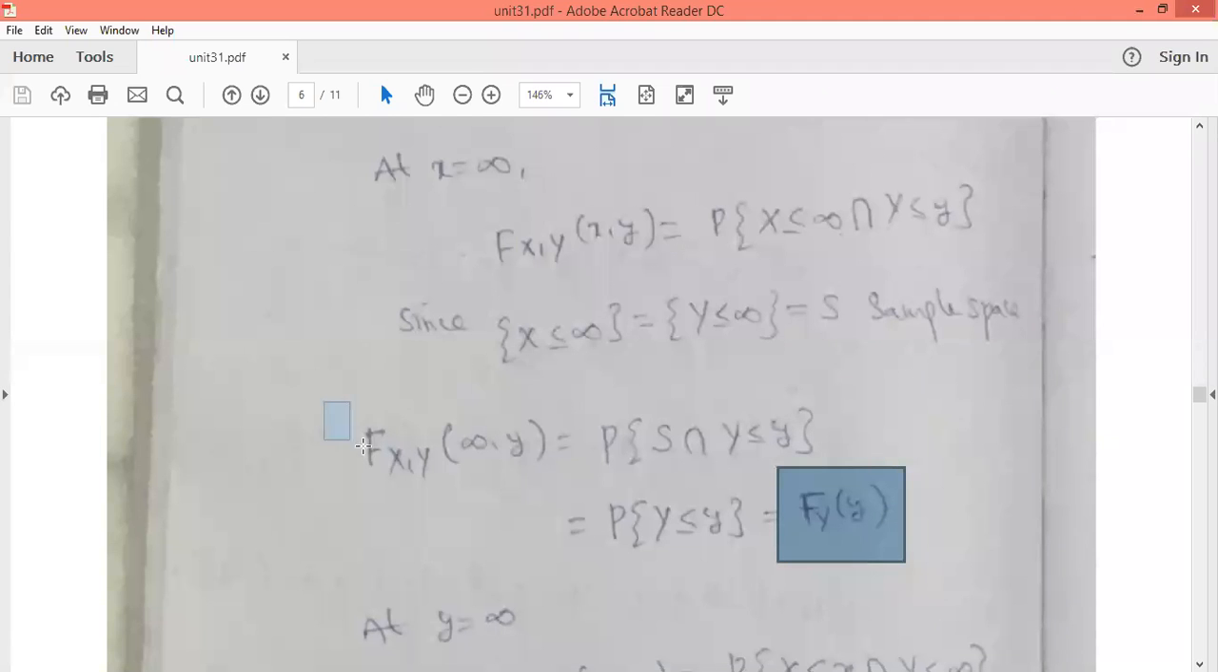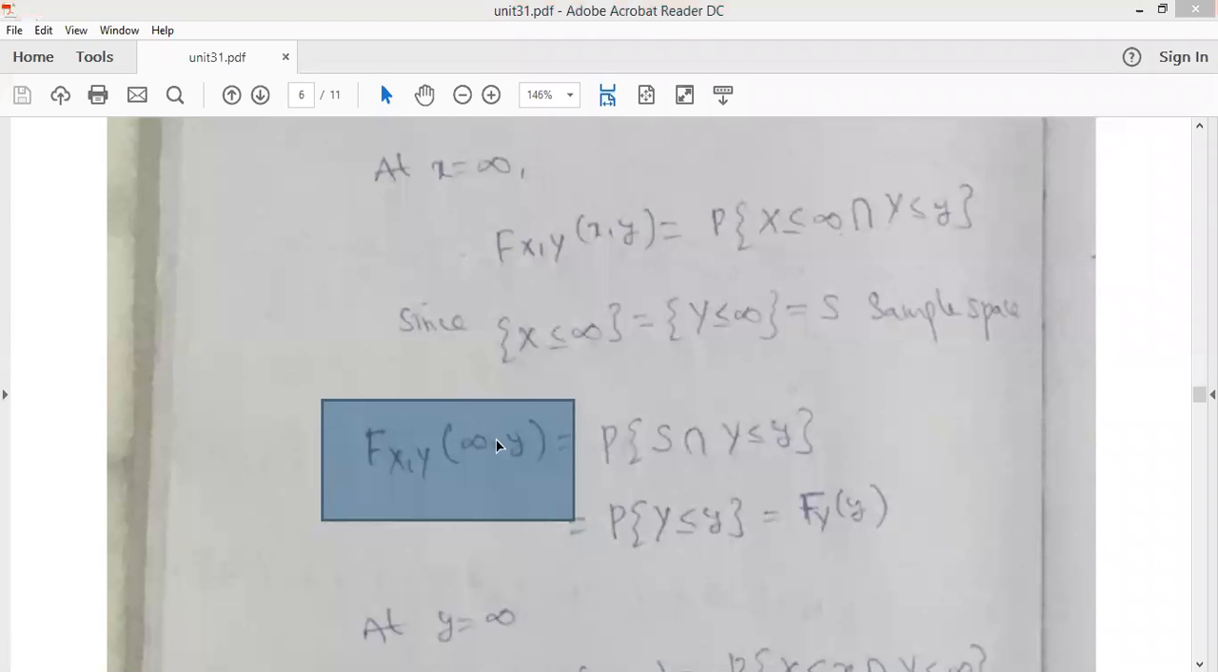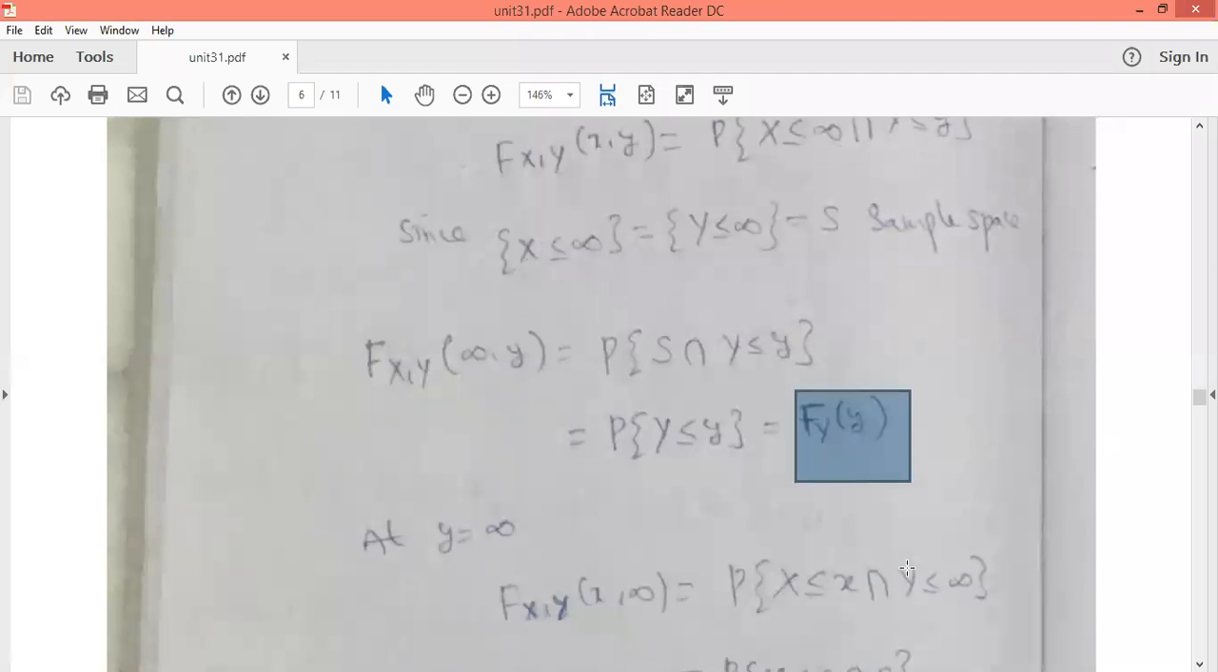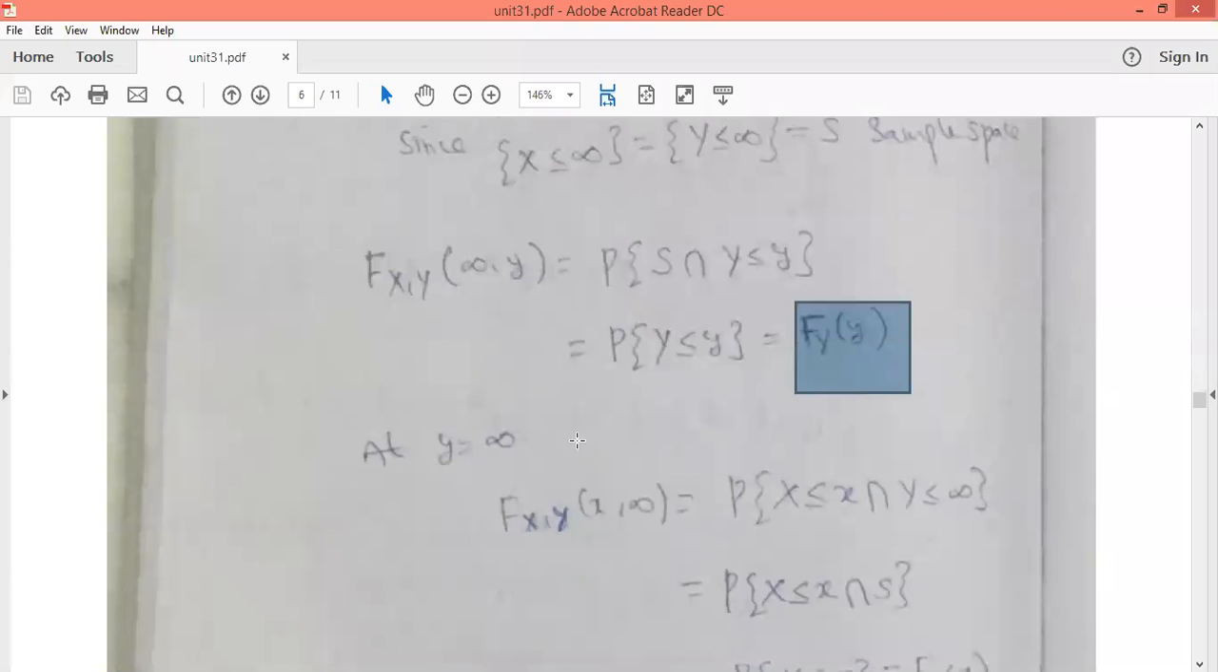Now what is that we have done here? We have considered x is equal to infinity, that is why Fxy of infinity comma y will be equal to Fy of y only. Okay, now what is that we have done? We have considered y is equal to infinity. Now if you take y is equal to infinity, what is the y limit here? Y limit will be y less than or equal to infinity.